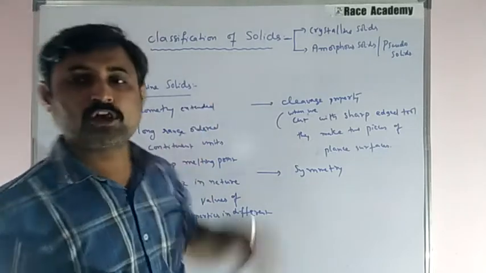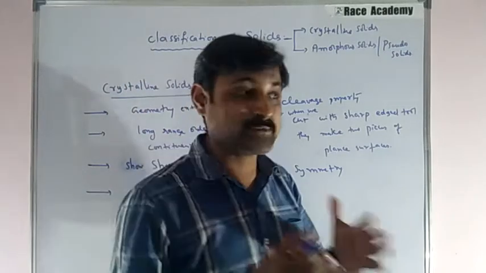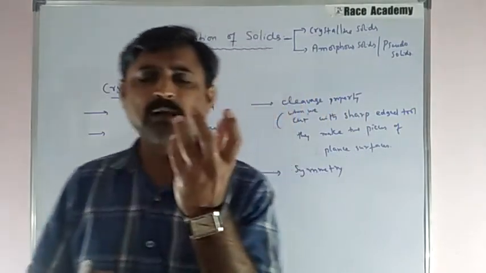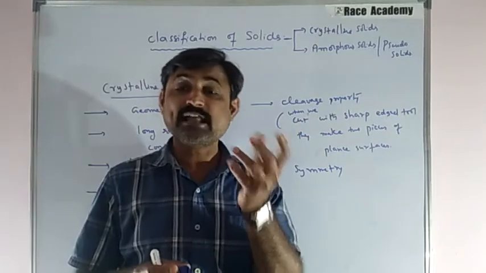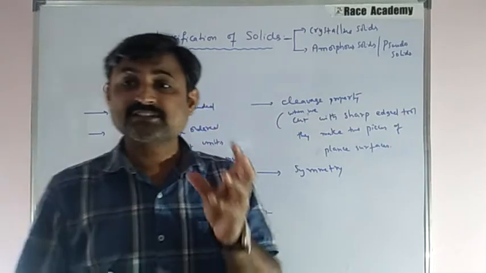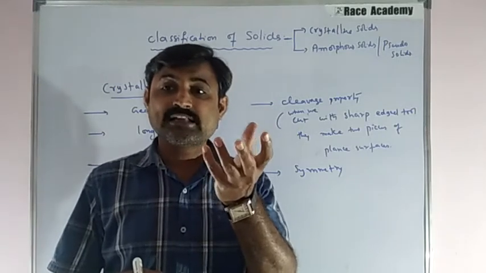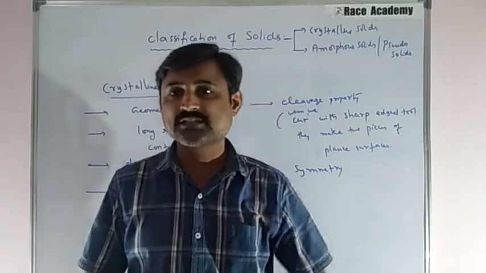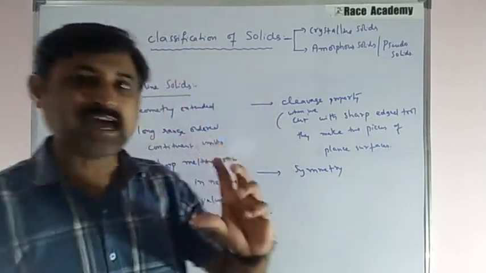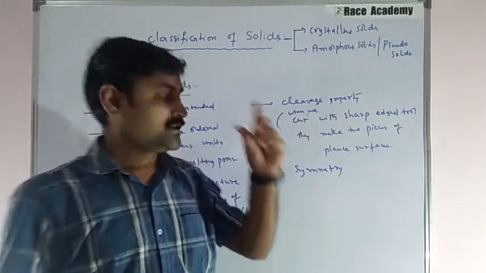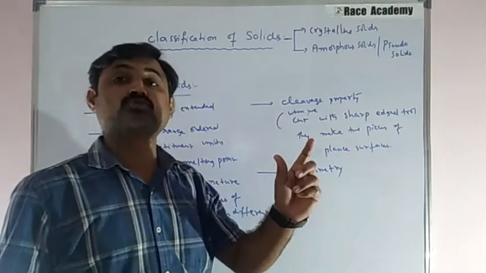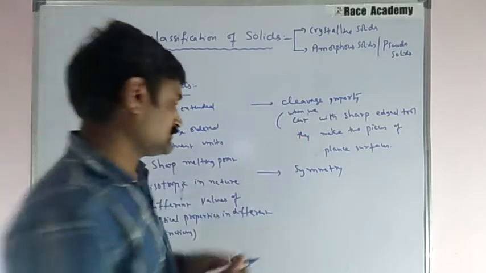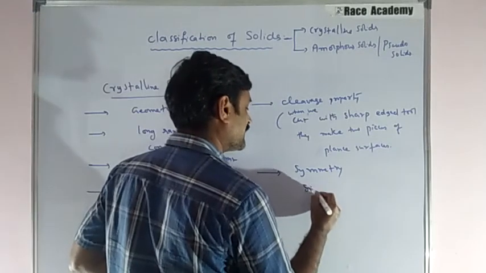Now in the case of crystalline solids, they are said to exhibit symmetry. That means when a crystalline solid is rotated about an axis, it does not change. It remains in the same manner. Whatever the direction you rotate, it looks similar. Similarity in the appearance of a solid when you rotate that solid along a particular axis is symmetry.